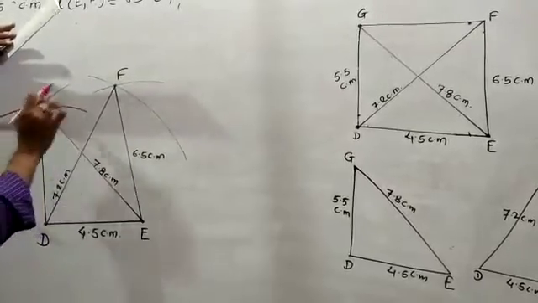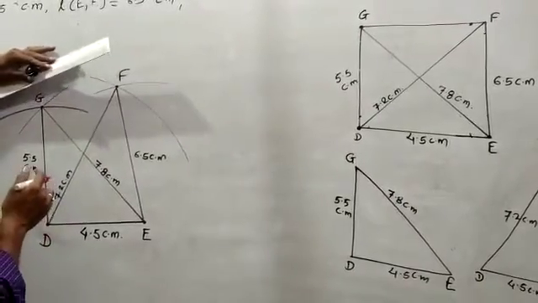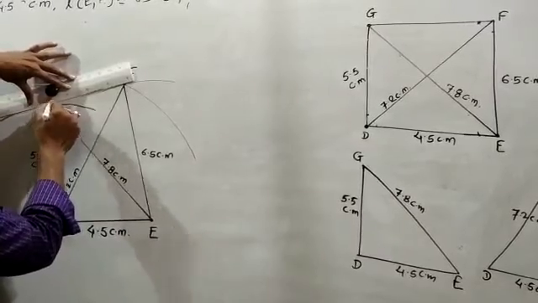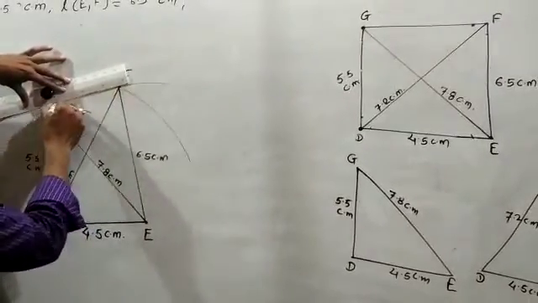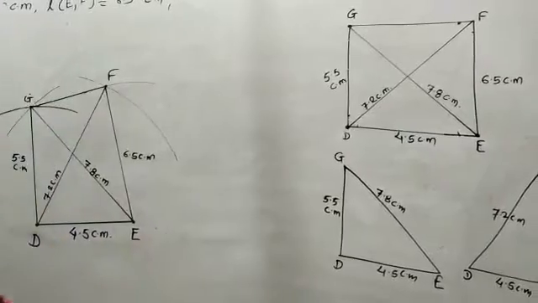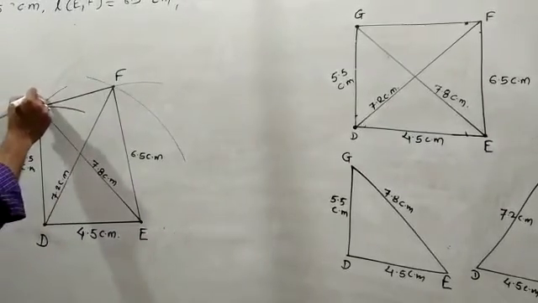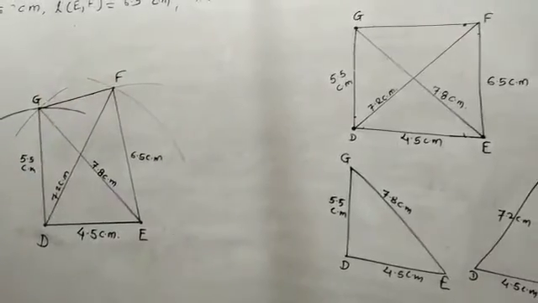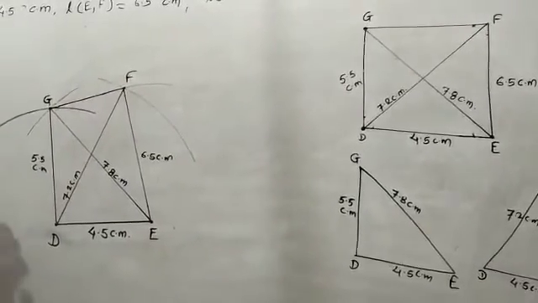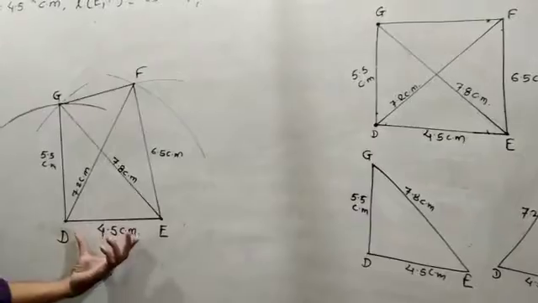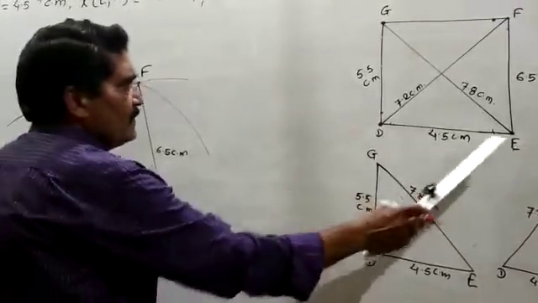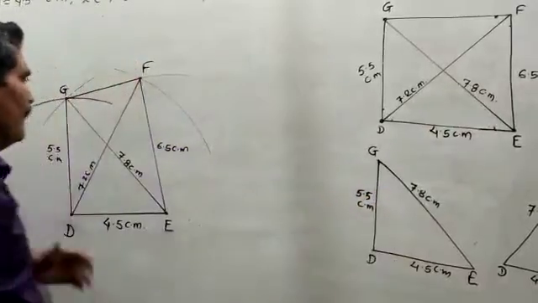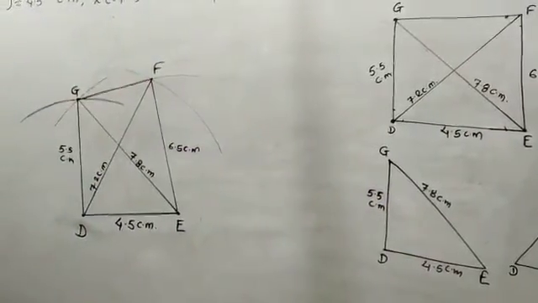After that, by the scale, you have to join the points D and F. Once you join the points D and F, the desired quadrilateral will form. So this is our desired quadrilateral DEFG. In this way, you have to construct the quadrilateral. This quadrilateral is on the same base, the DE base. First draw this triangle, then this triangle, and join the DF.